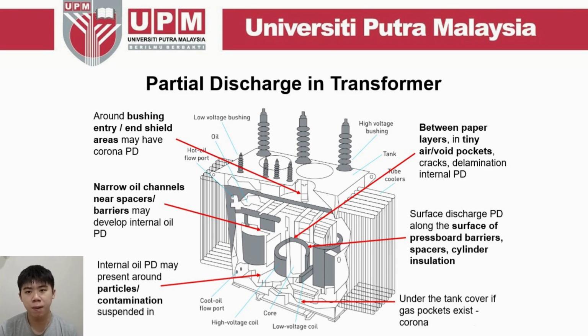Inside the transformer, internal partial discharge mainly occurs within the oil paper insulation system. A small void between paper layers, a narrow oil channel near spaces, or poor oil circulation can create high local electric stress and initiate partial discharge. Surface discharge may also develop along the pressboard, barrier, and spaces, particularly when moisture or ageing affects the insulation surface. And lastly, contamination, such as particles suspended in the oil, can further distort the electric field and trigger internal oil partial discharge.